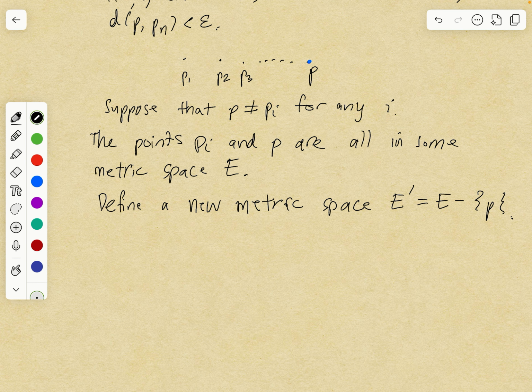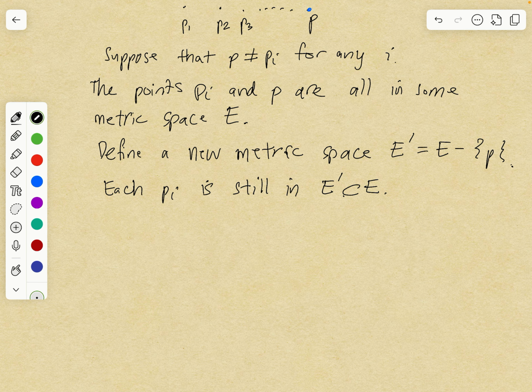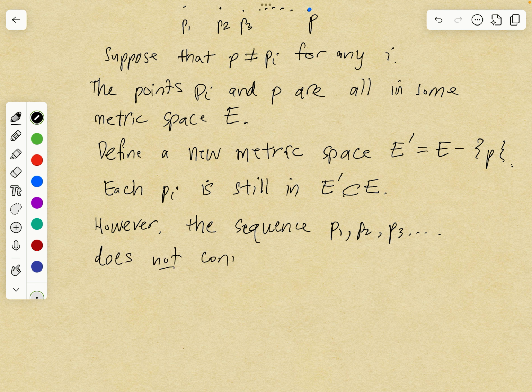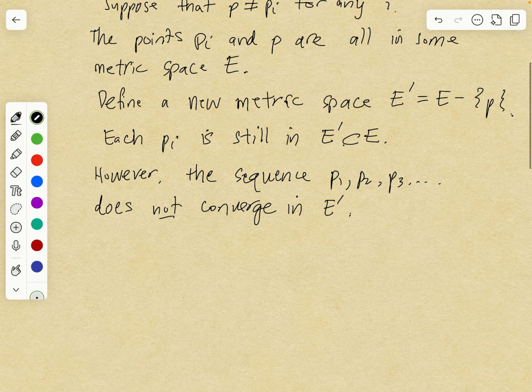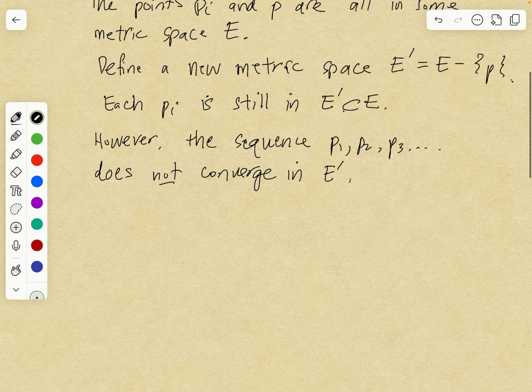Okay, well, since P is not any of the P_i's in this scenario, the P_i's are still elements of E prime. Each P_i is still in E prime, which is a subset of E, because the only point you removed was P. However, even though you have the same sequence, P1, P2, P3, this sequence does not converge in E prime. Okay, why not? Well, the idea is that it converges to P, and P is not in E prime. That's the idea.